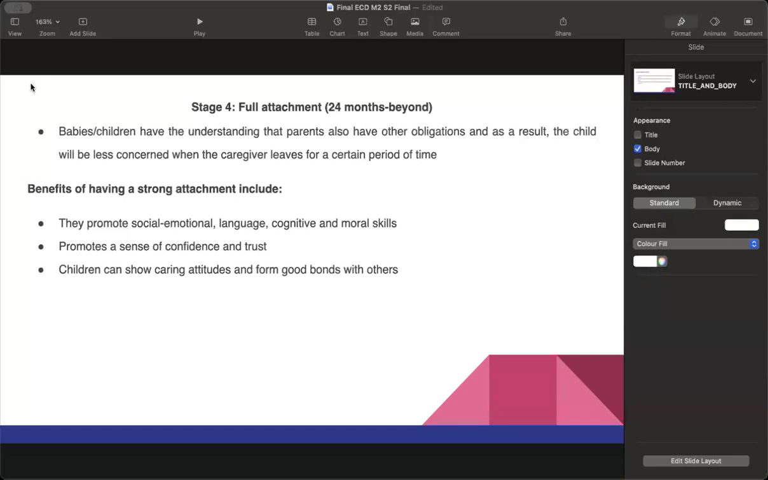Okay, so full attachment happens at 2 years old and beyond. What we're saying here is that babies or children, toddlers, have the understanding at this age that parents also have other obligations. And as a result, the child will be less concerned when the caregiver leaves for a certain period of time. So, it varies from child to child, but any 2-year-old that you're going to leave in a new place is going to be anxious, and they're going to cry after the mother, cry after the father, the primary caregiver, the person, like in Margaret's case, the favorite auntie.